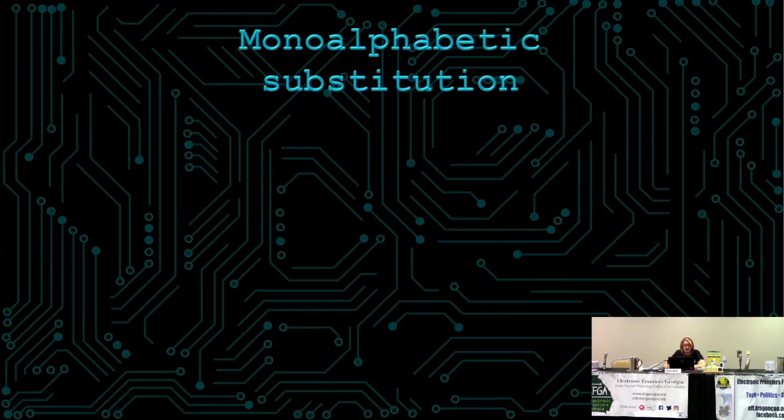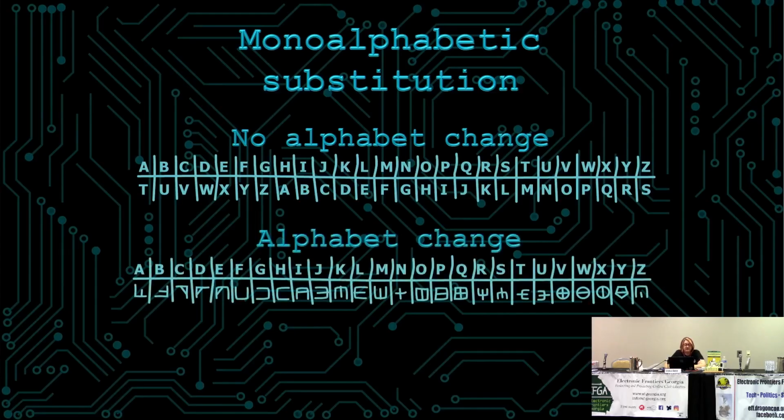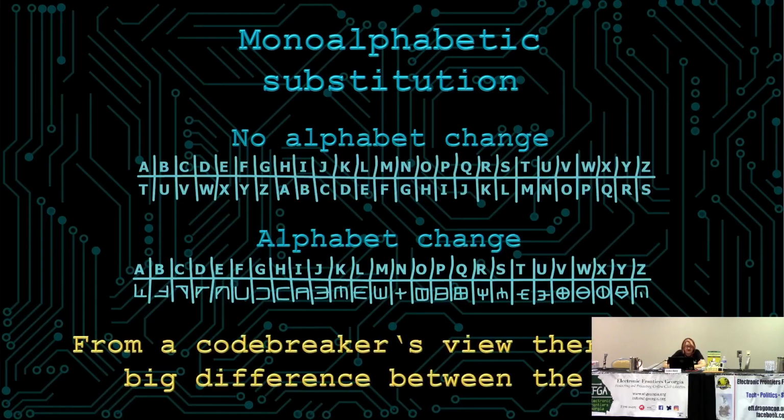So going on to monoalphabetic substitution. Now you have different ways of doing it. You can have it where there's no alphabet change, meaning it goes from a letter of the alphabet to a different letter of the alphabet. And then alphabet change, where it goes from a letter of the alphabet to something that is not a letter of any alphabet that you might recognize. Now, from a code breaker's point of view, these are exactly the same. There is no difference between these. The trick is translating them into something that a code breaker can easily get their teeth into.